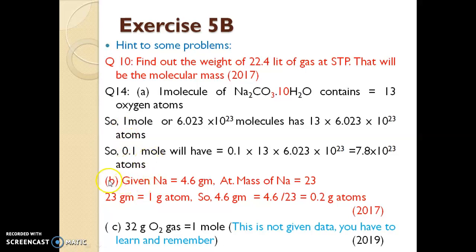Next, 14B will go this way. Sodium, it is given 4.6 gram of sodium is present. Atomic mass you know. So 23 gram is equal to 1 gram atom. So 4.6 gram is equal to how many gram atoms? Similarly, 32 gram of oxygen gas is equal to 1 mole. Now this data here is not given, so you have to learn and remember. I have told you many times earlier also.